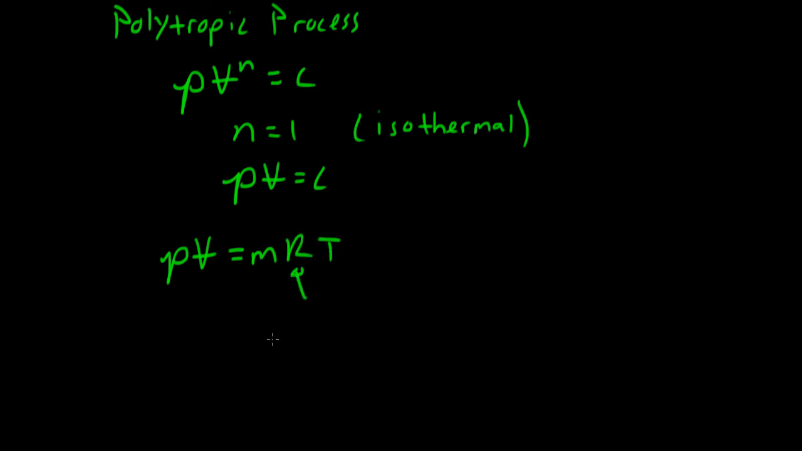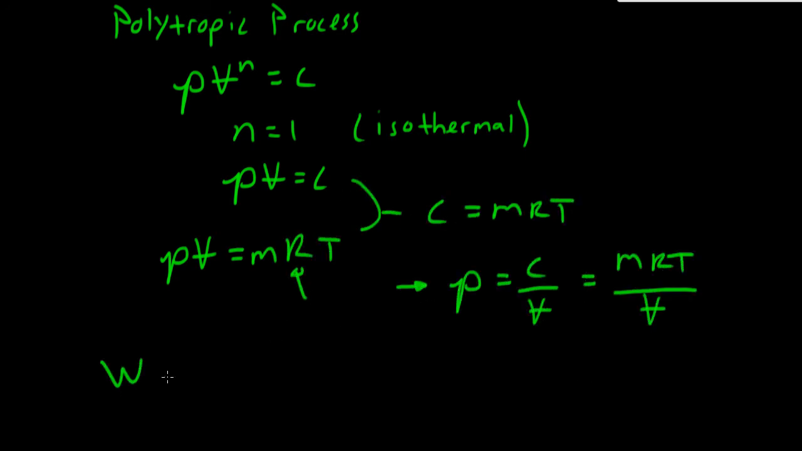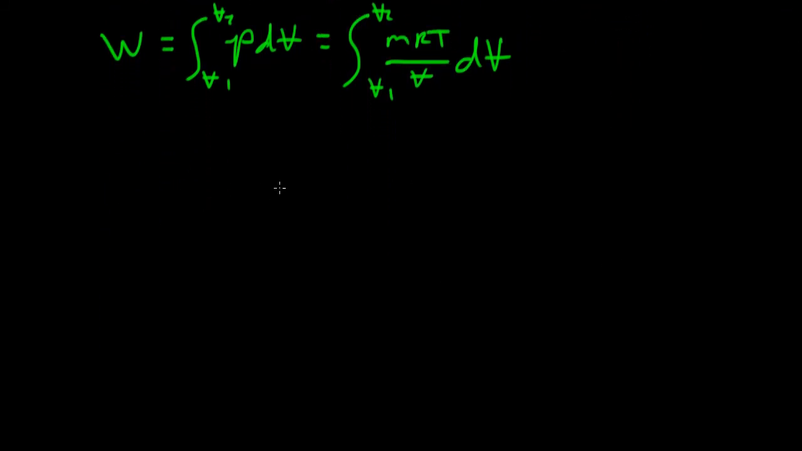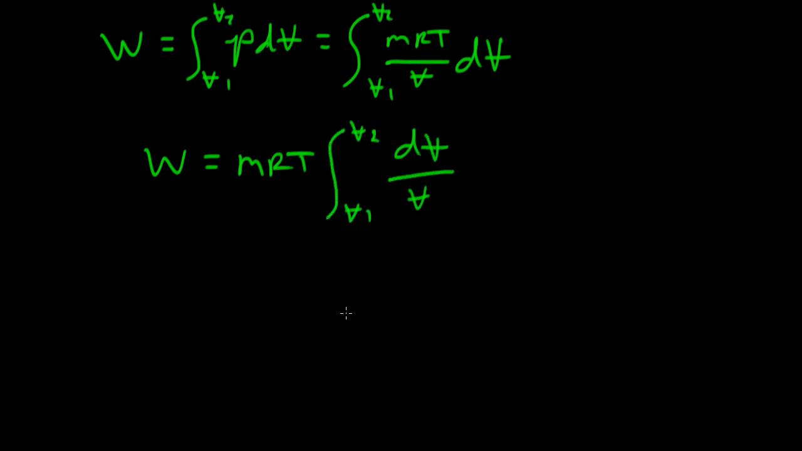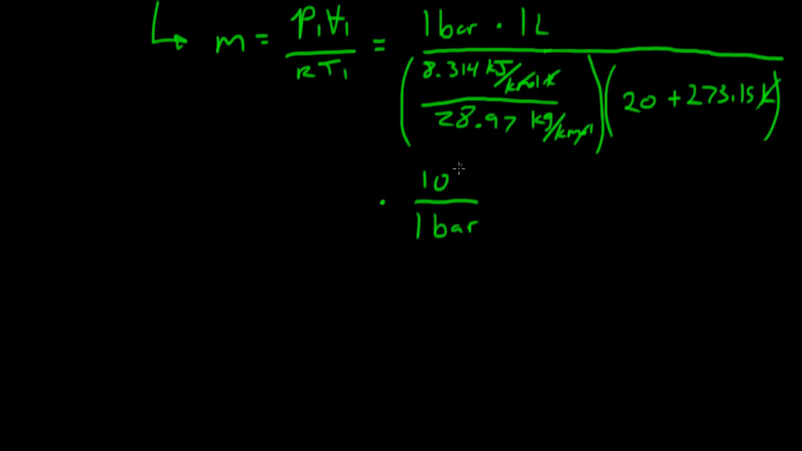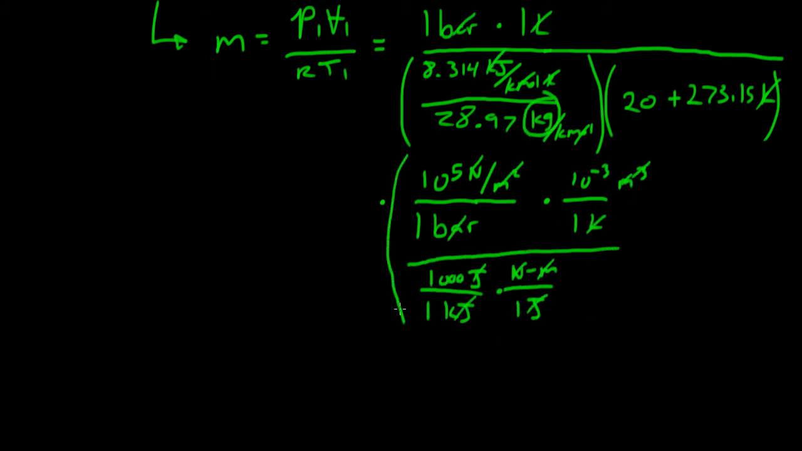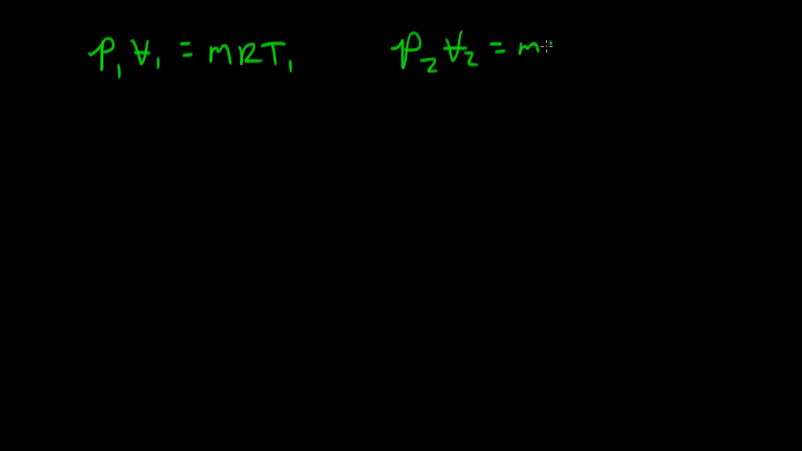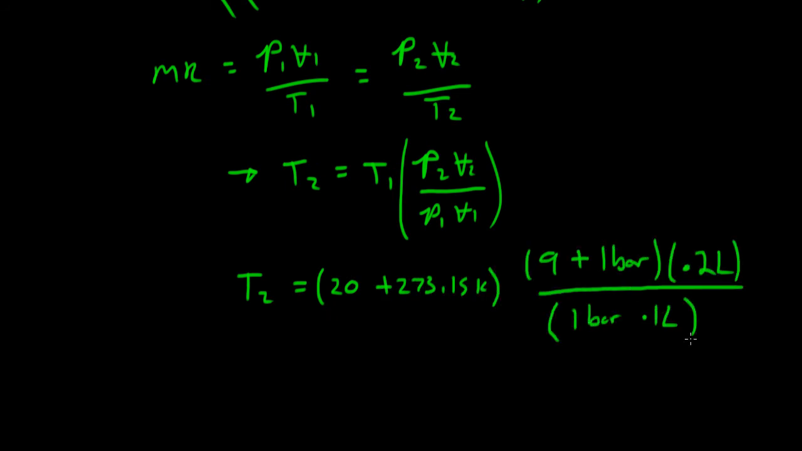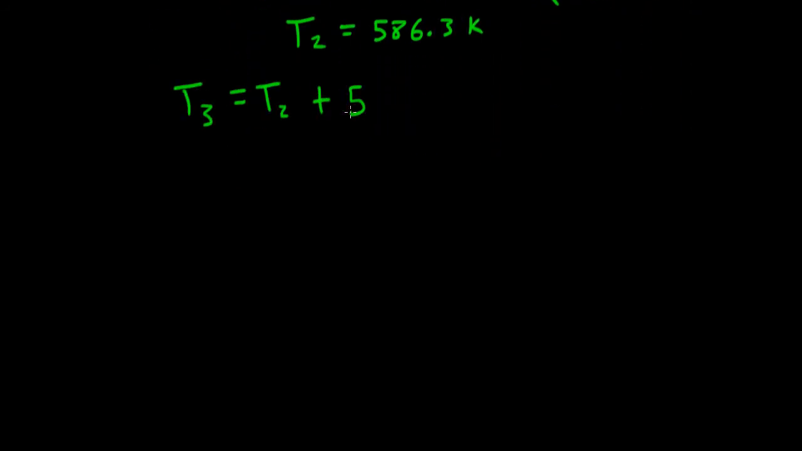We then solved the ideal gas law for pressure and substituted the result into the work integral. We integrated to find the work, resulting in work equals mass times the specific gas constant times temperature times the natural log of the volume ratio. We then used the ideal gas law to find the mass of air in the cylinder, as well as the temperature after combustion. First, we computed the mass of air in the cylinder at the bottom of the compression stroke. Then we computed the temperature of the unburned air-fuel mixture at the end of the compression stroke. We then added 500 Kelvin to simulate the combustion process.